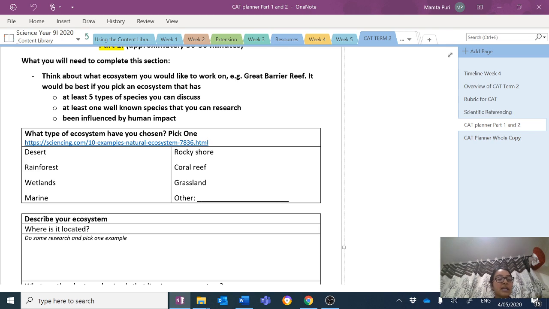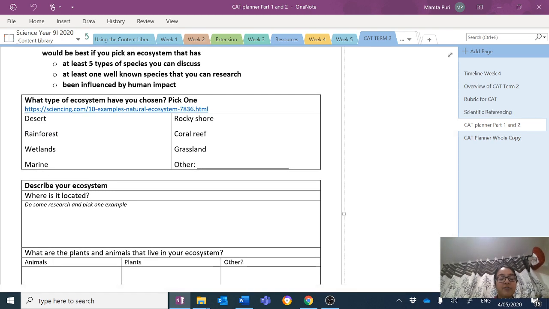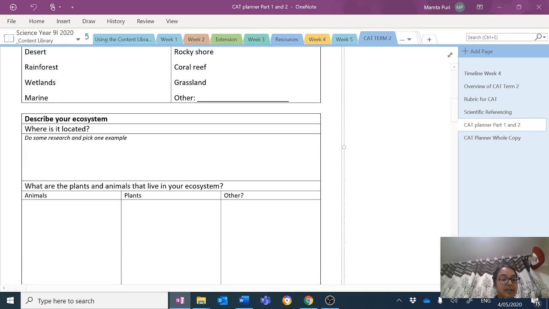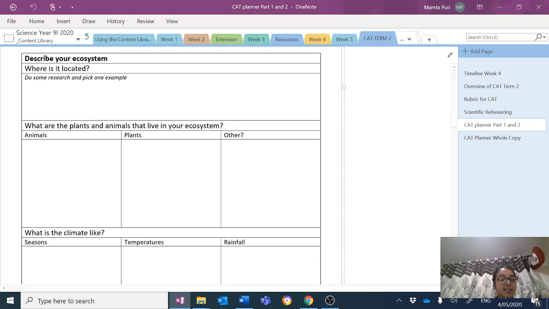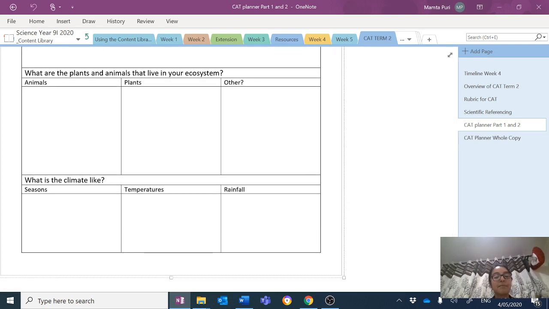So these are a few examples for you guys. Describe where it is located. So basically, the planner is giving you in-depth scaffolding for your planning. What are the plants, animals like? So they have provided you with the columns: animals, plants, other species.